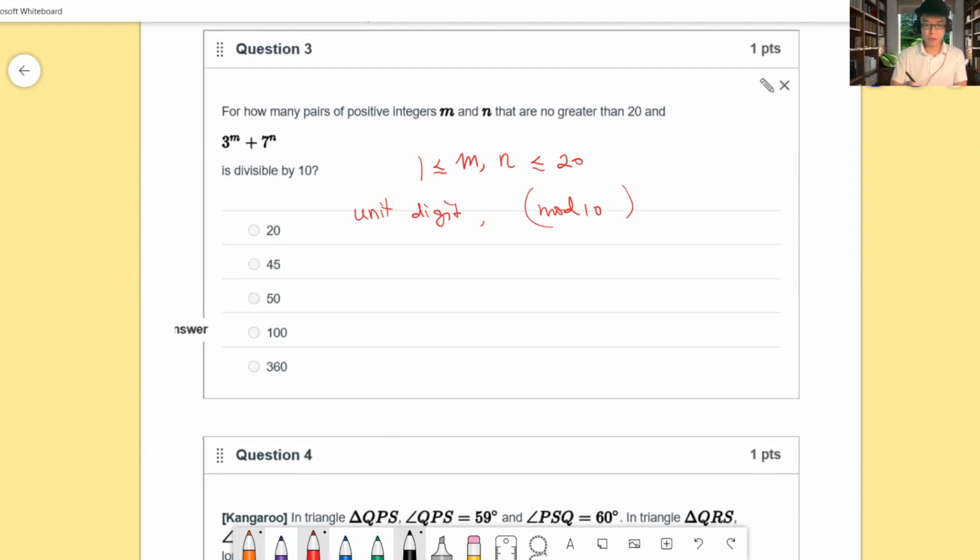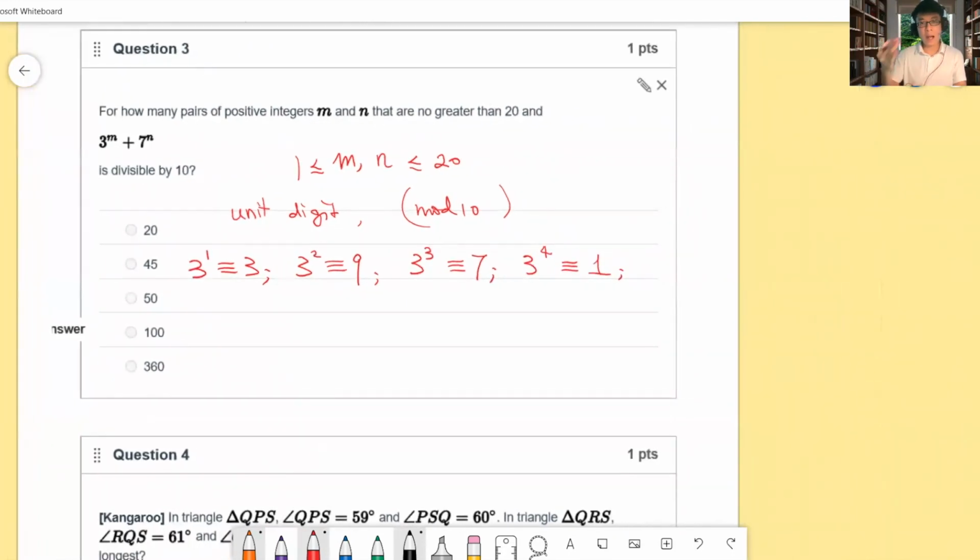Their unit digits. For example, if we consider 3 to the first power, of course, the remainder is 3. If we consider 3 squared, the unit digit, of course, is 9. If 3 cubed, the unit digit is actually 7. And 3 to the 4th, the unit digit equals 1. And if you keep adding to the exponent, it repeats because 3 to the 5th corresponds to 3, 3 to the 6th corresponds to 9, and then it repeats. So it's a 4 cycle.